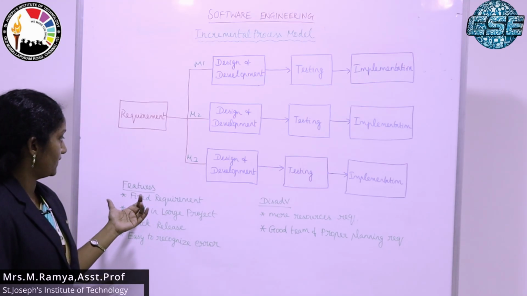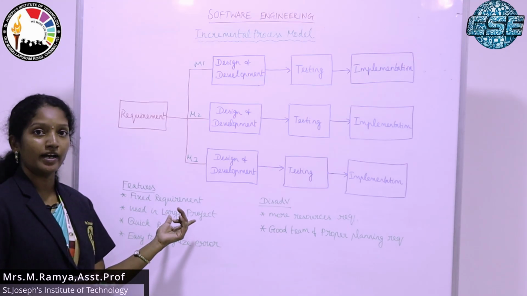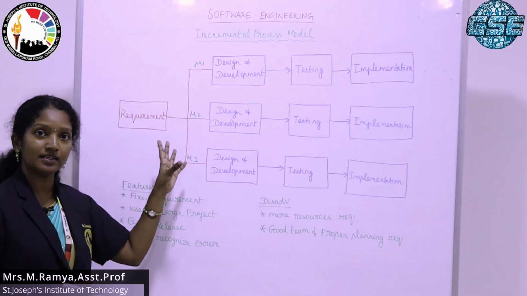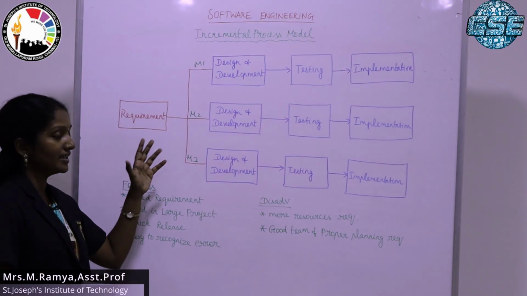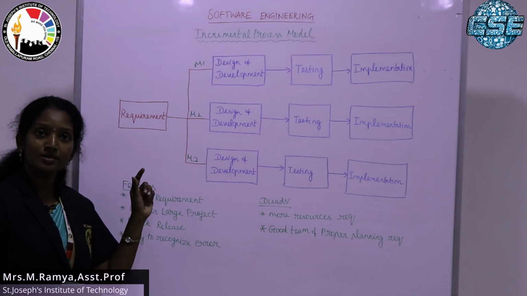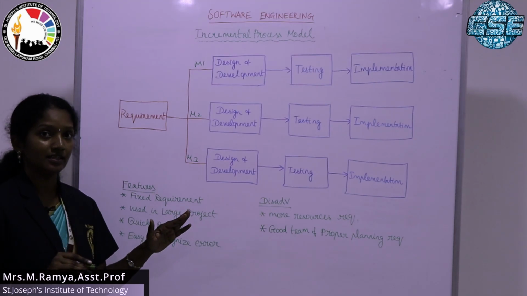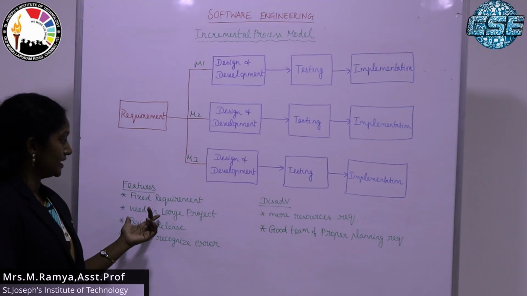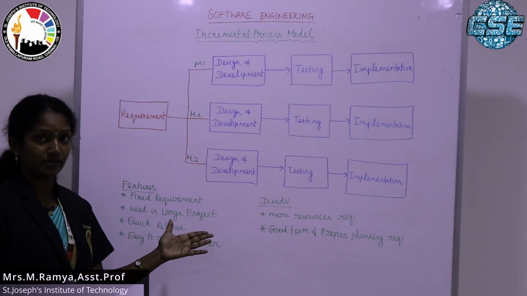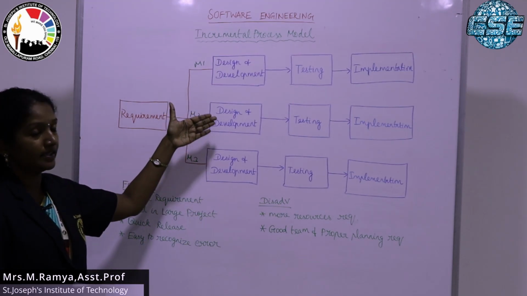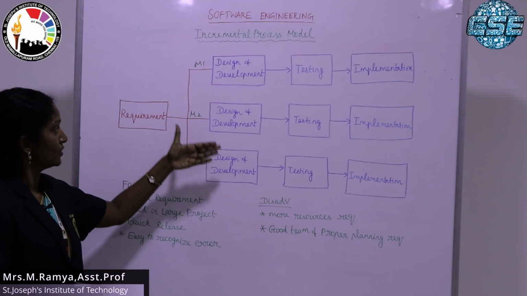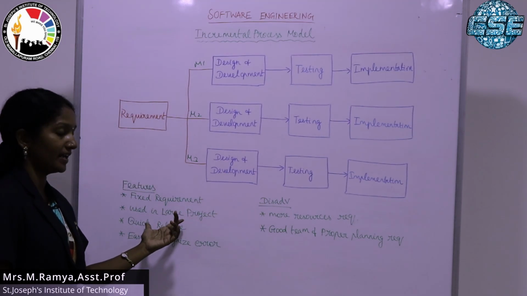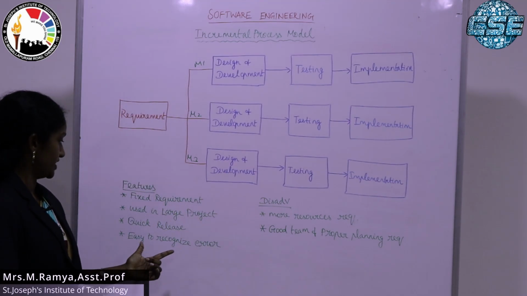So let us see the features. Fixed requirement. What we are doing here is getting the requirement from the customer and freezing the requirement. Freezing in the sense we cannot make any changes in the requirement. That is called a fixed requirement, and then it is used in large projects. That is why we are splitting into various modules, and we can use it for large projects.